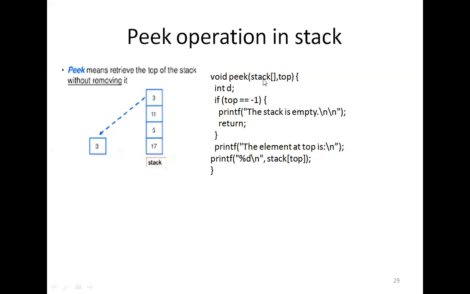And this is the C code for that. void peek(stack, top, int d). If top equals -1, this is for checking whether the stack is empty or not. Then print a clear message. Otherwise, you just access the element and print it. printf, the element at top is %d, stack[top]. So this is the peek operation. Any questions, students? Any question?